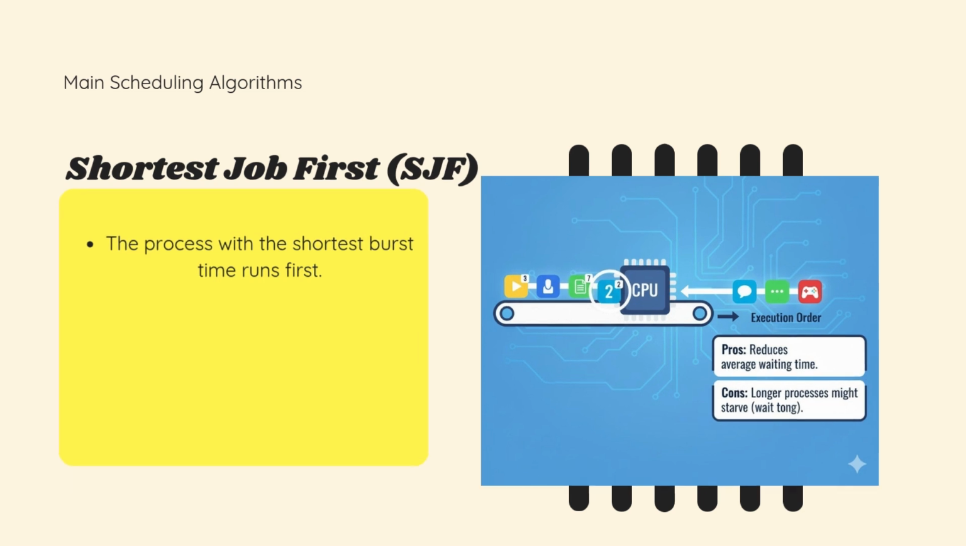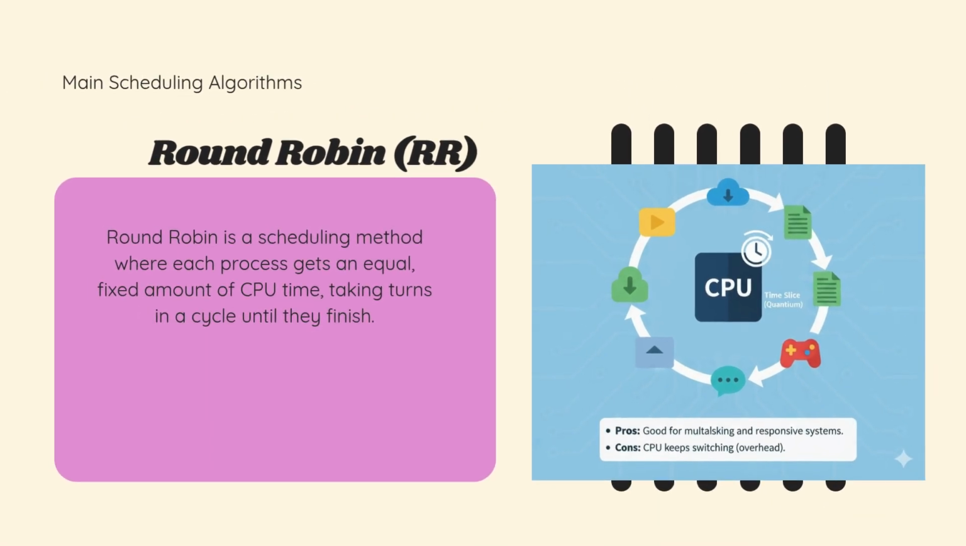Next is round robin. Round robin is a scheduling method where each process gets an equal amount of CPU time, taking turns in a cycle until they finish. In round robin scheduling, each process gets a fixed time slice or quantum. If it doesn't finish, it goes to the back of the queue.